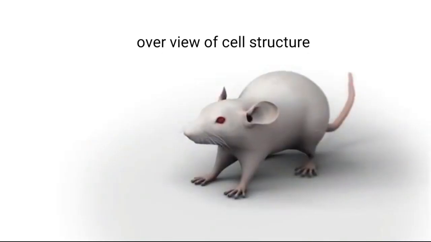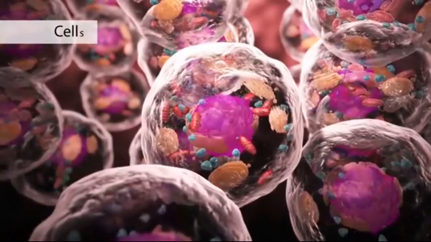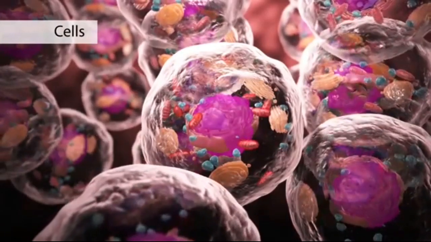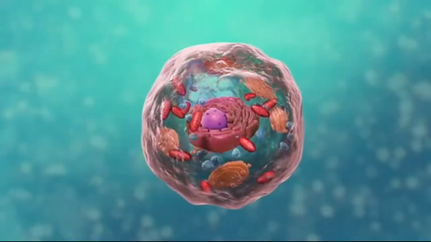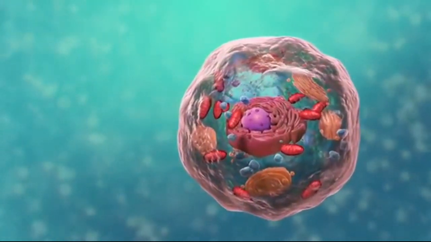Hello students, today we are going to study an overview of cell structure. Cells are the smallest living unit of an organism. All cells have three components, no matter what type they are: cell membrane, cytoplasm, and nucleus.